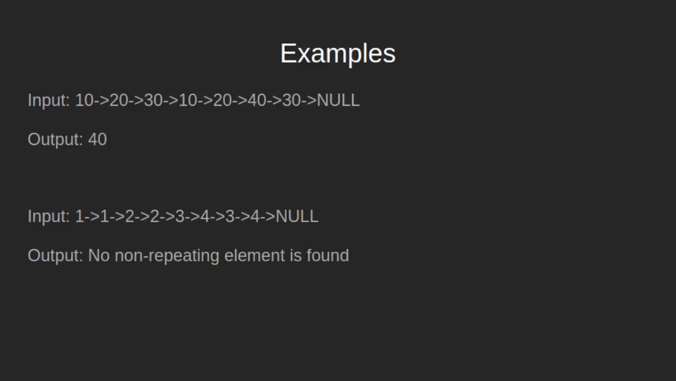In the second example, we have given linked list 1, 1, 2, 2, 3, 4, 3, 4, null. Since all the elements are appearing more than once, there is no non-repeating element in the linked list. So the output will be: no non-repeating element is found.